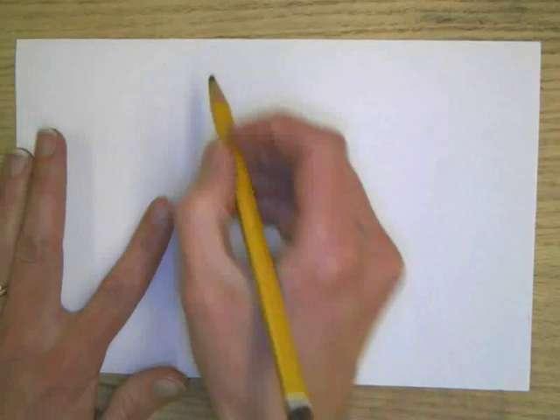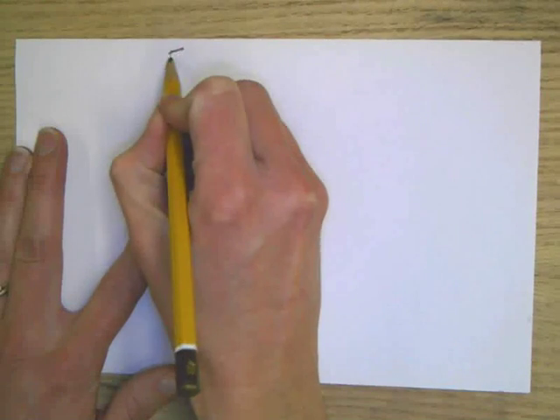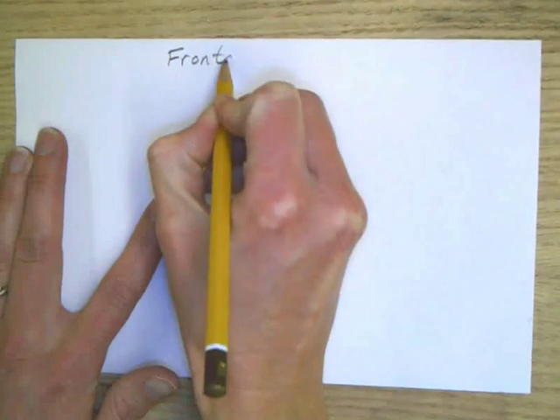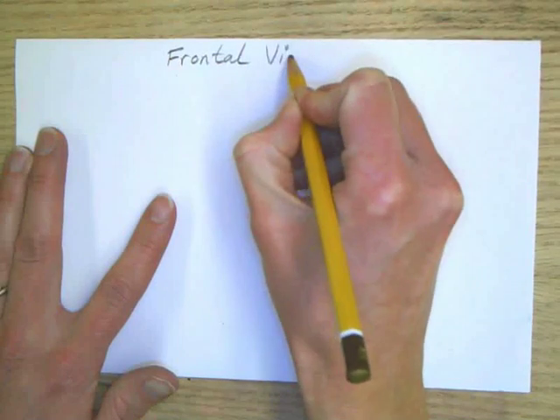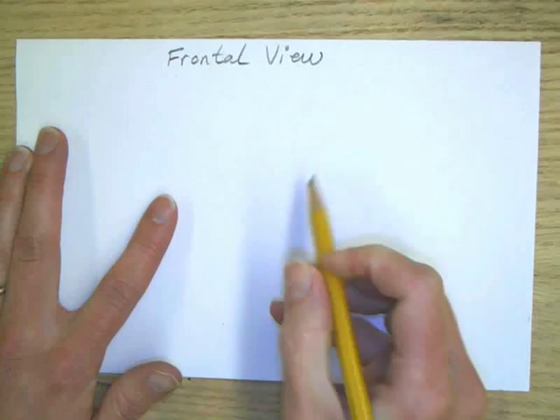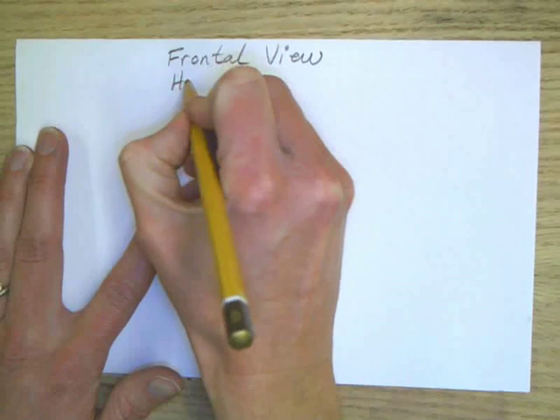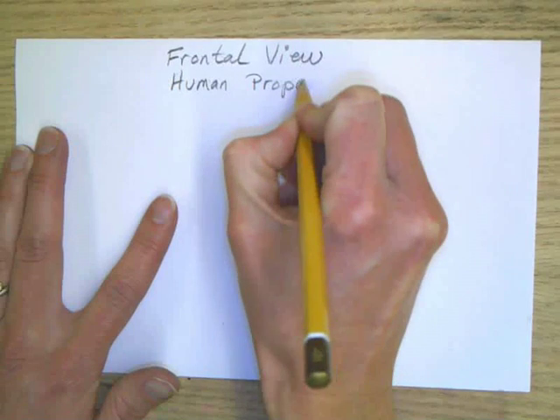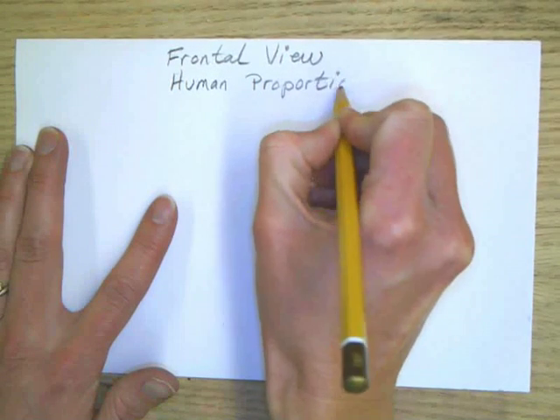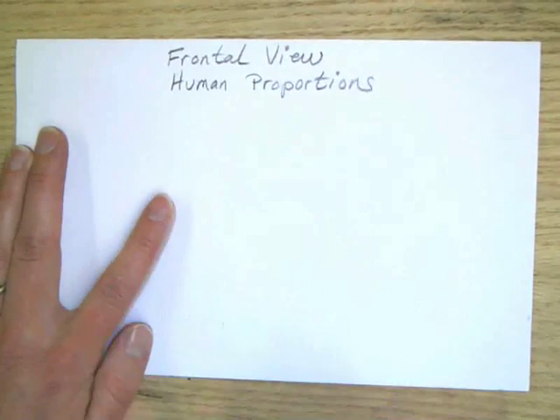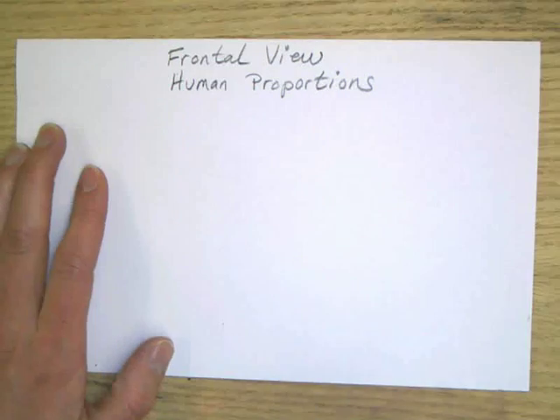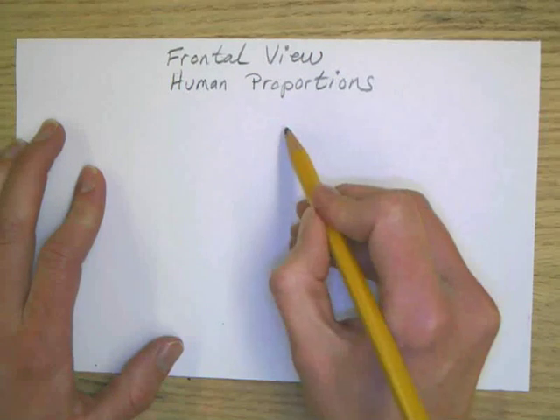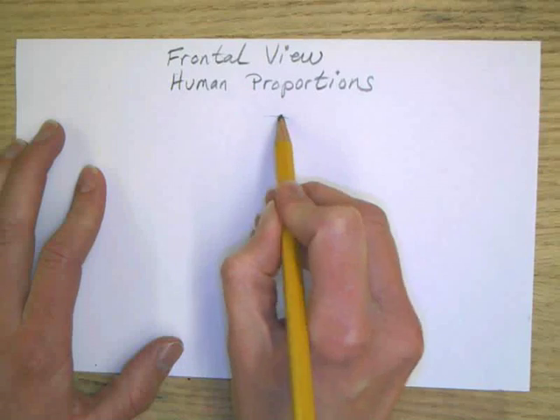Okay, today we're going to learn the frontal view of the human proportions of a face. To start with, we need to draw an egg shape.